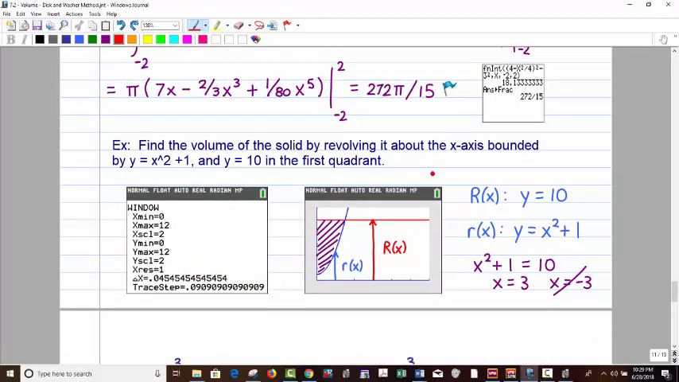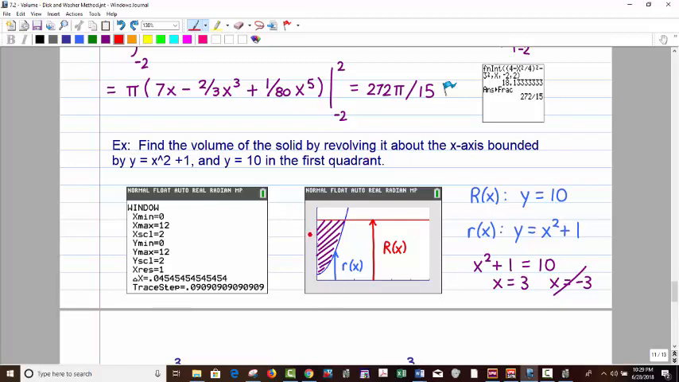Let's take a look at this one. We're going to find the solid by revolving it around the x-axis, bounded by y equals x squared plus 1 and y equals 10 in the first quadrant, meaning I'm not crossing over to the other side. But obviously we're revolving around the x-axis.